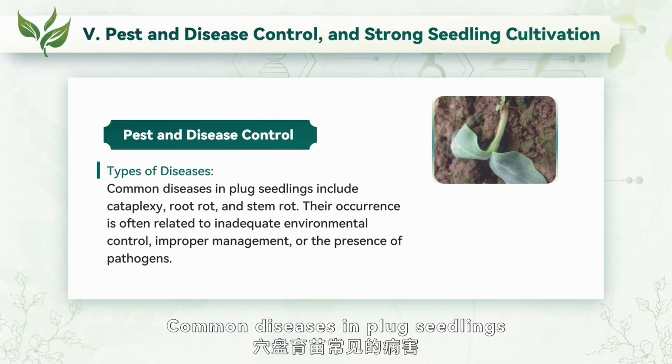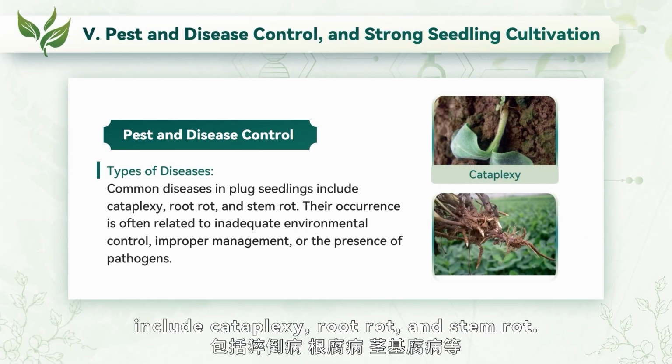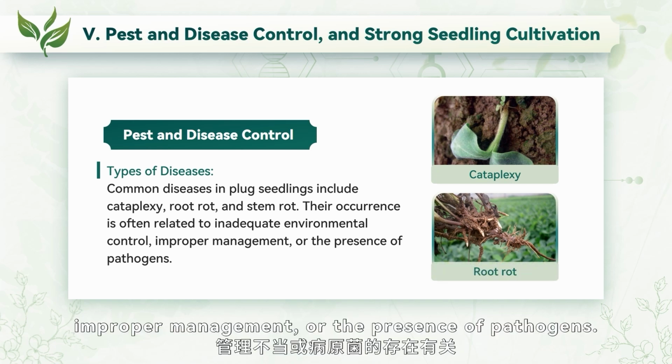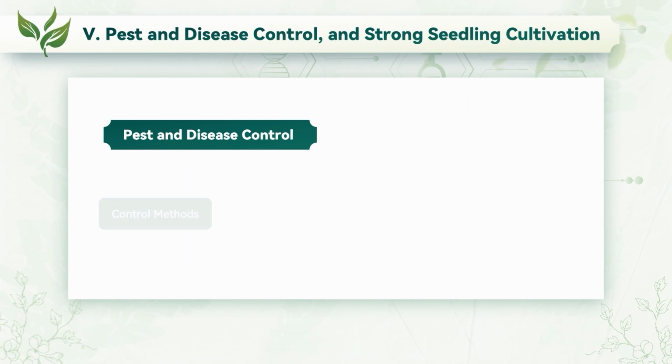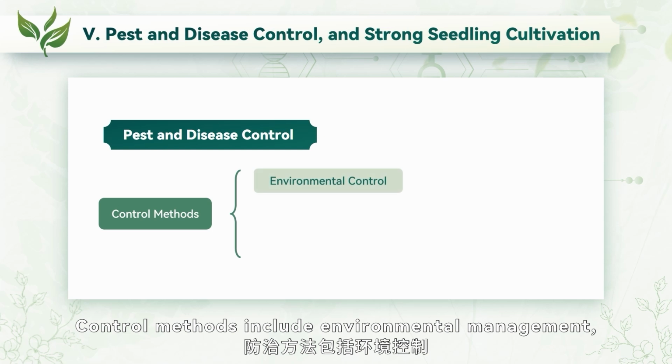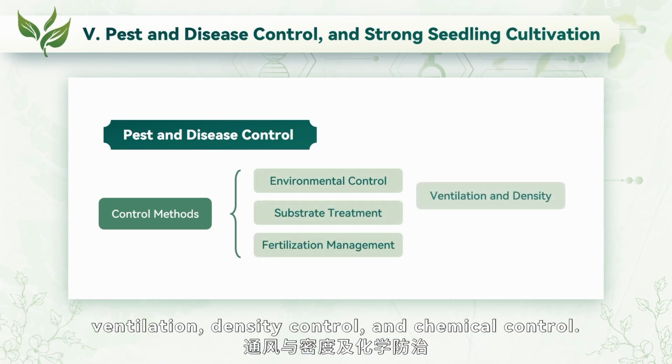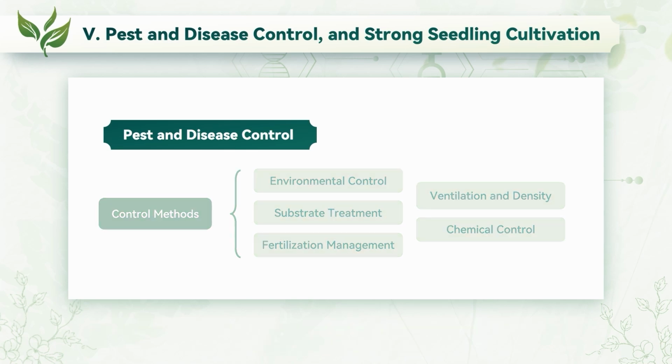Common diseases in plant seedlings include cataplexy, root rot, and stem rot. Their occurrence is often related to inadequate environmental control, improper management, or the presence of pathogens. Control methods include environmental management, substrate treatment, fertilization management, ventilation, density control, and chemical control.